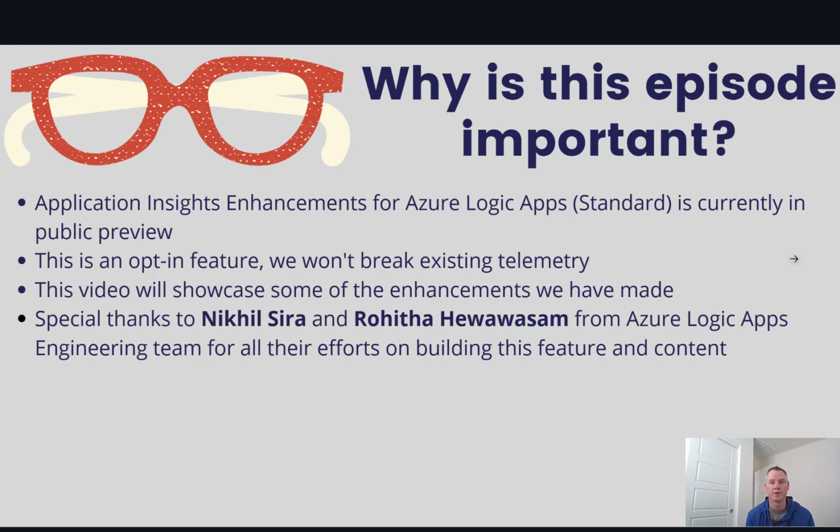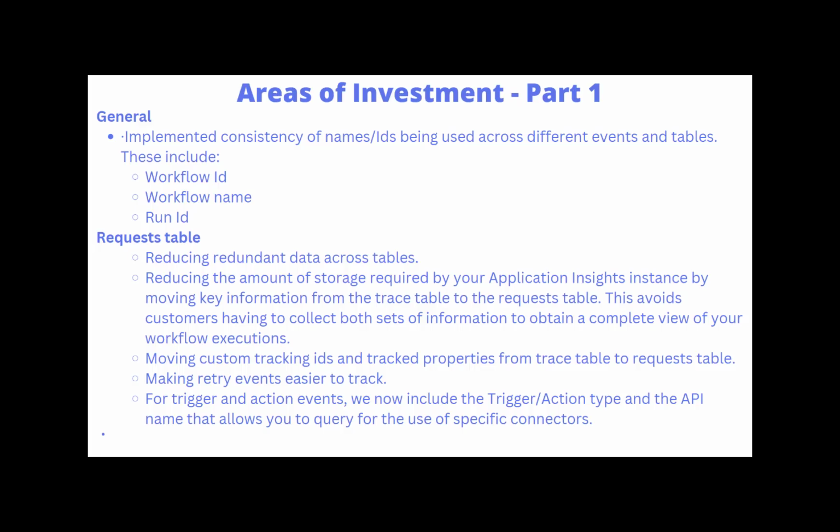All right, so let's dive deeper into this public preview and learn more about the benefits. Let's talk a little bit about areas of investment. Generally speaking, what you can expect is some improved consistency of names and IDs being used across different events and tables. This would be things like workflow ID, workflow name, and run ID. I'll show you an example of these when we get more into the demo itself.